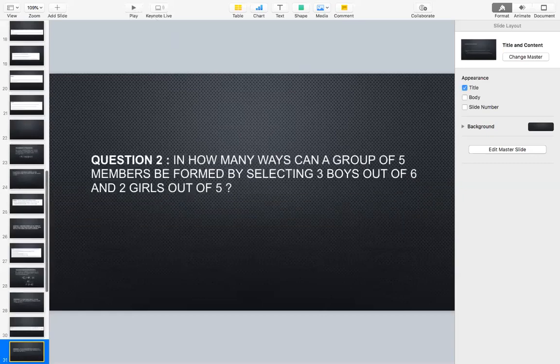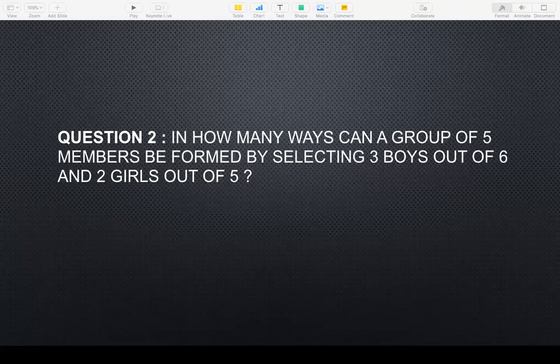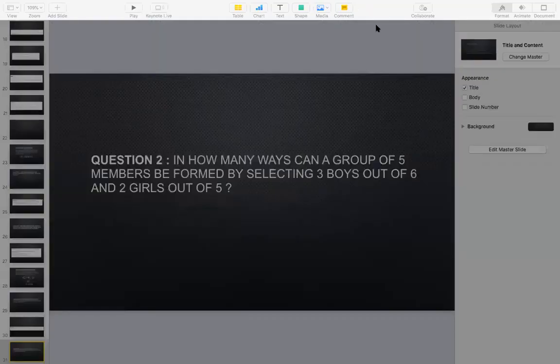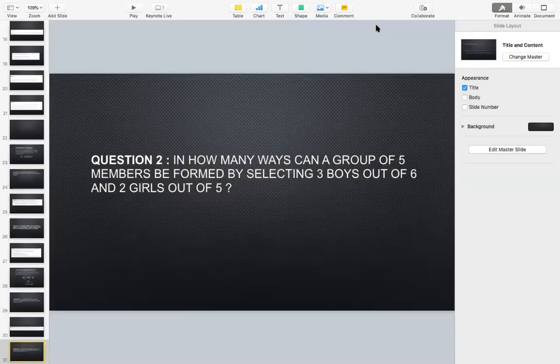Next, in how many ways can a group of 5 members be formed by selecting 3 boys out of 6 and 2 girls out of 5? It means there are 6 boys, we want to select 3 boys from there, and there are 5 girls, we want to select 2 girls from there. So in how many ways can this be done? Shubham and Abhishek, just check your answer once.